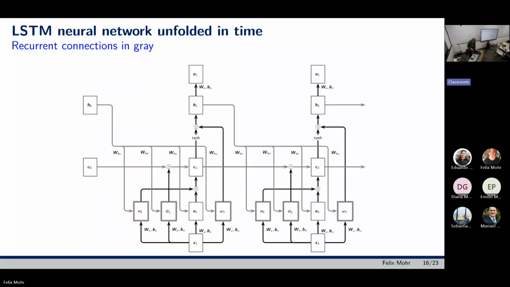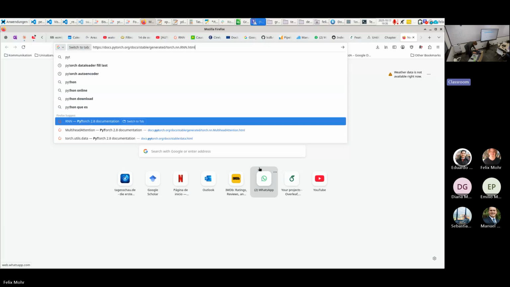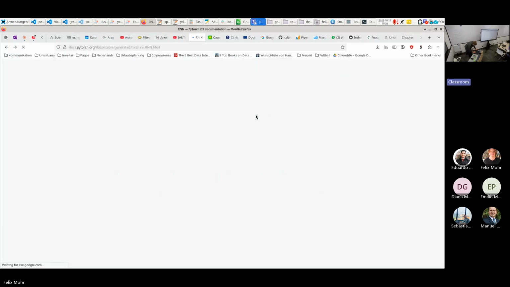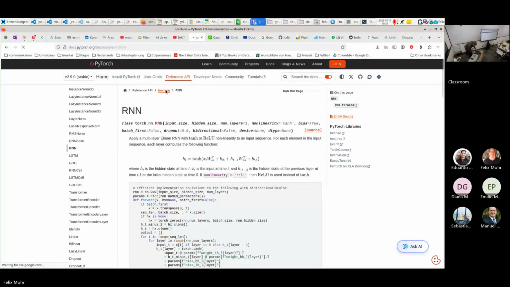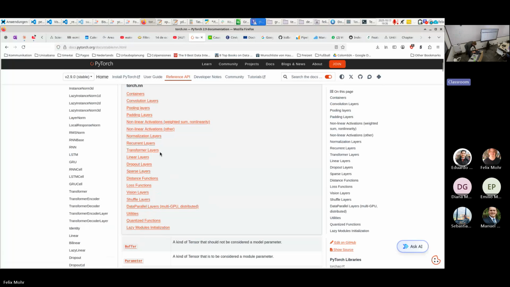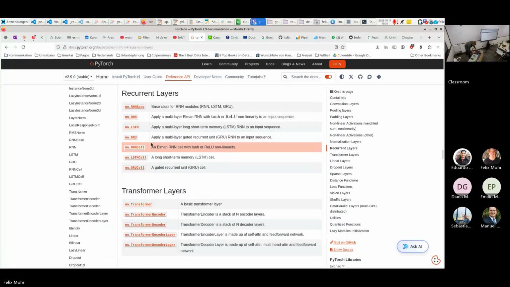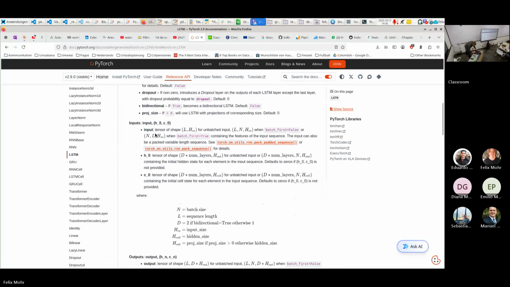Right now, honestly, I would have to check. I'm not sure about this. So let's look at the documentation of PyTorch. Here we have recurrent layers. Then we have an LSTM cell. The shapes.